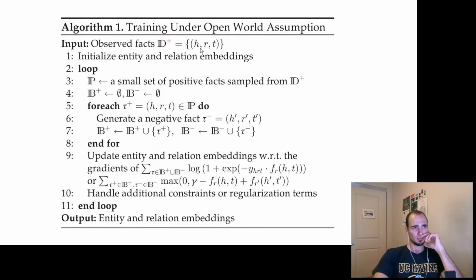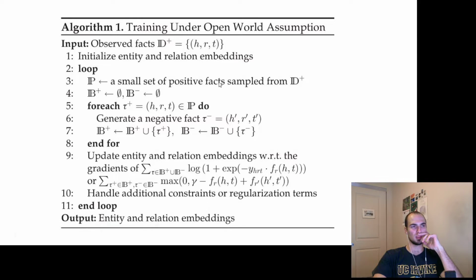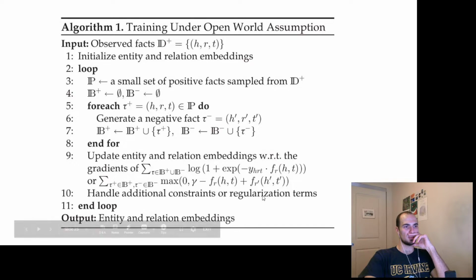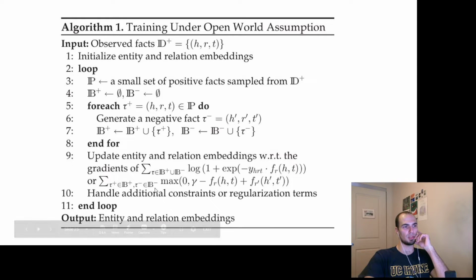So first of all, we have a database of observed facts. We're initializing the entity and relation embeddings, and then we're training in a batch fashion. We're sampling some small set of positive facts. We're initializing the batch of positive and negative examples to empty sets. Then for every sampled positive triple, we're corrupting it in some way or another, and we're adding those corrupted and positive triples to the batch. Then we're going to use this second formula, which is essentially just rewriting our objective from before. We calculate this objective on our batch.